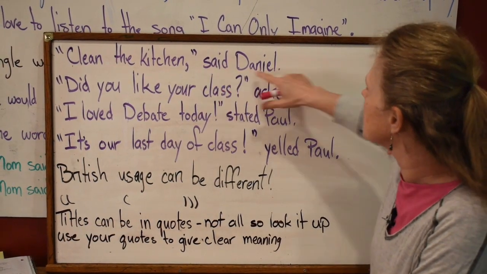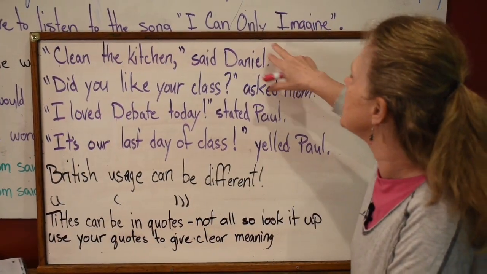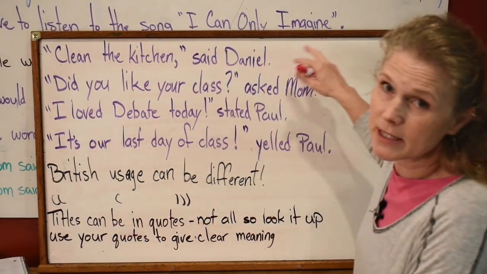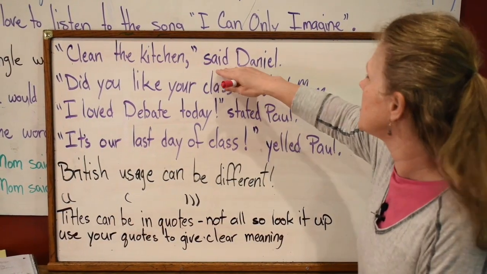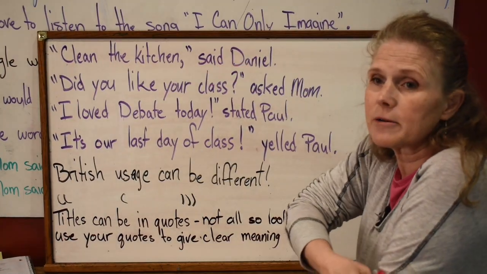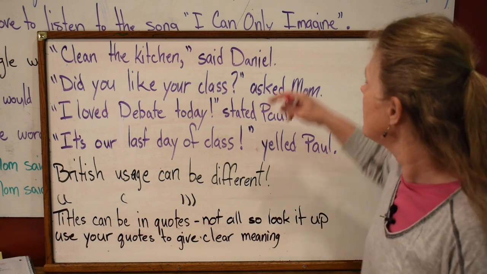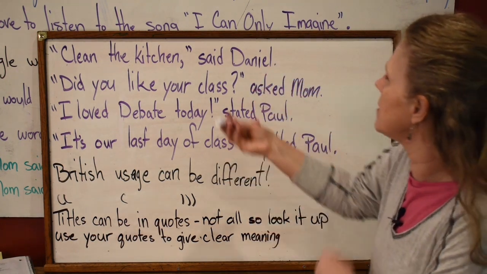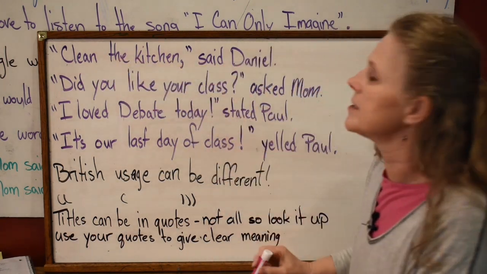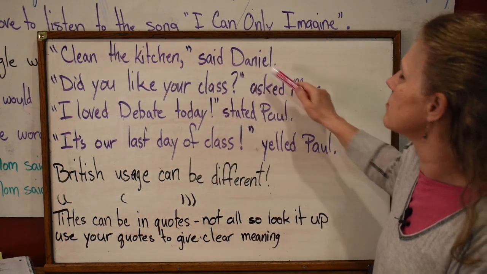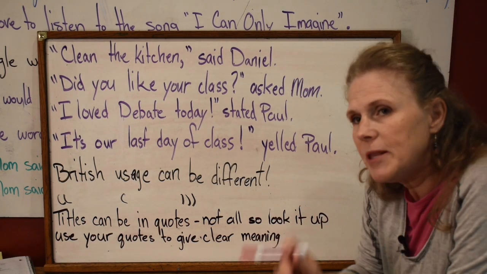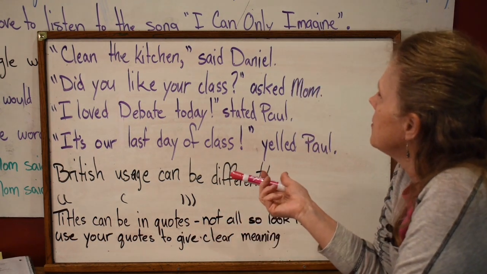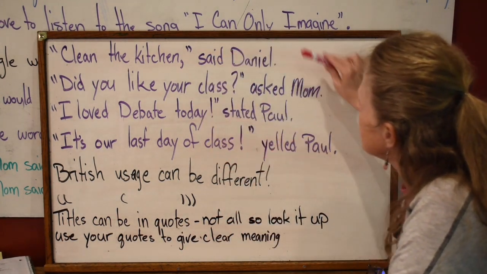Now this is considered narration right here. Somebody is narrating this. Clean the kitchen, said Daniel. See, they're narrating what this is. If you're reading a book, this is the narrator. Who's the narrator? The person who is actually speaking, the narrator. He's narrating this. So if you're actually in a play, they don't say, said Daniel. They're narrating. Okay. Leave it out. But this is how you would do sentences like this.